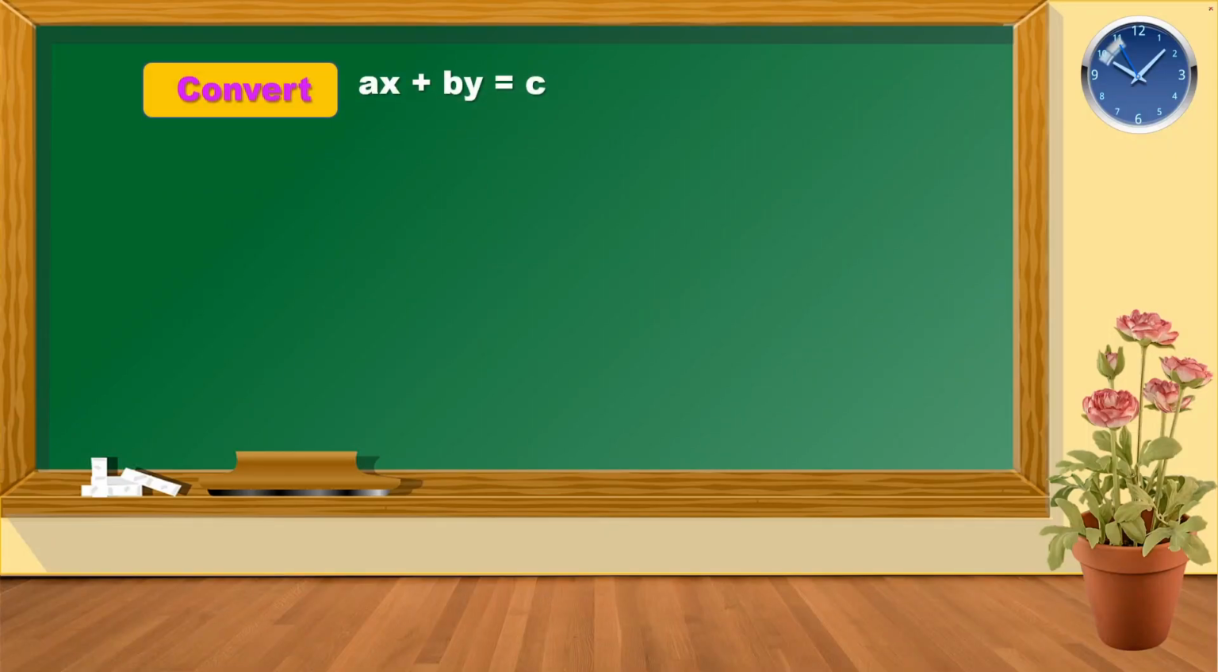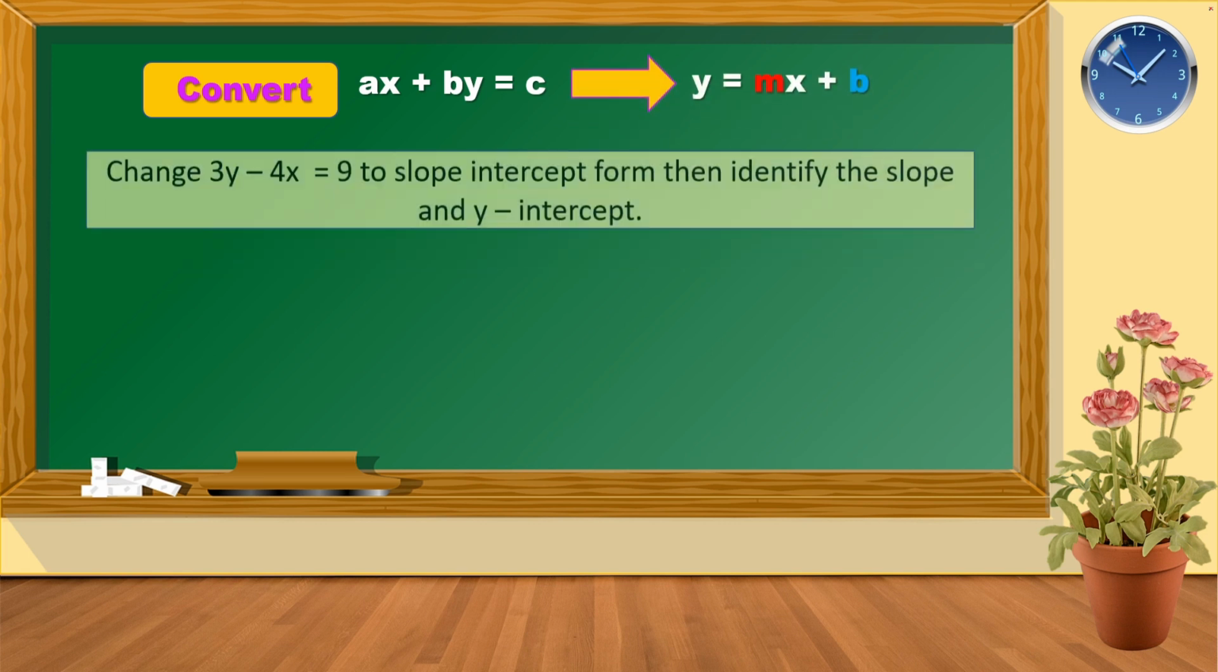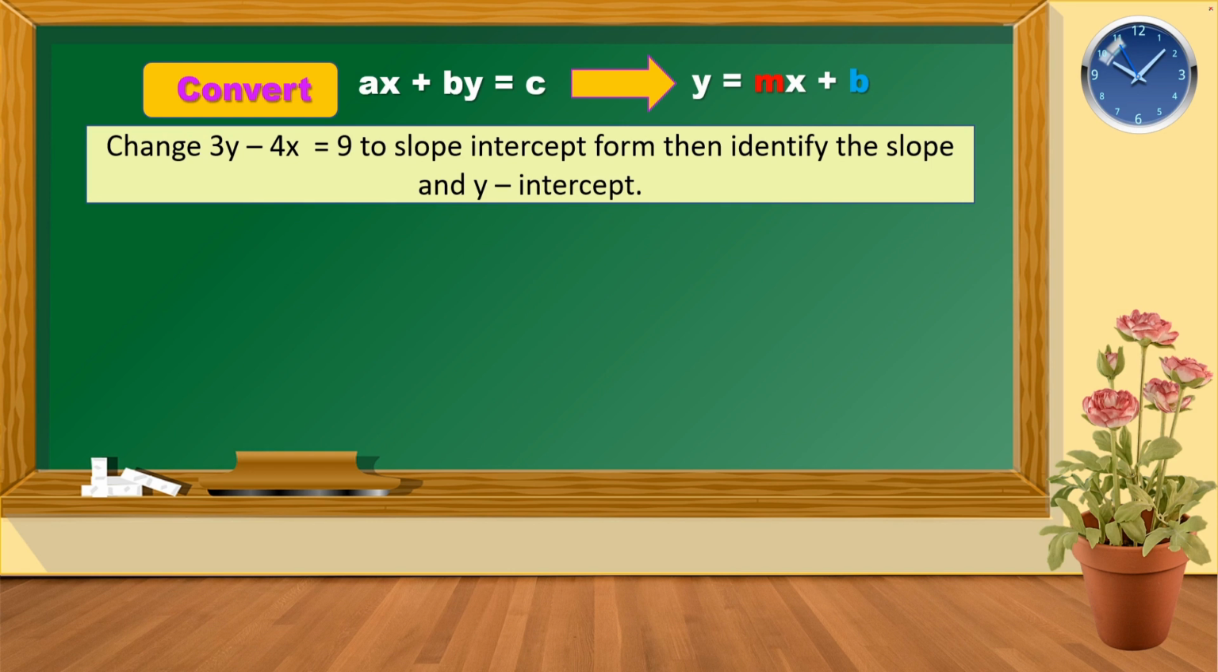Again, convert ax plus by equals c into y is equal to mx plus b. Change 3y minus 4x equals 9 to slope-intercept form, then identify the slope and y-intercept. Our solution is, we will just rewrite the given, which is 3y minus 4x equals 9. As you can see, dapat maiwan ulit sa left side ng equation natin si 3y. There you go. And then, what we're gonna do in our negative 4x is we will transpose that on the other side of the equation.